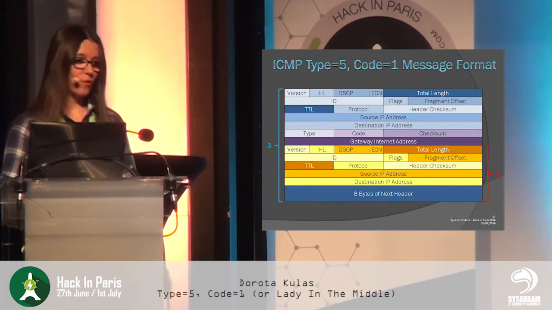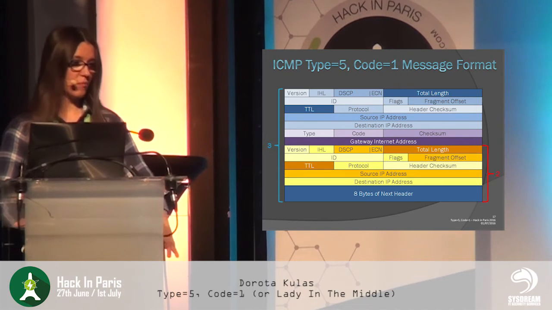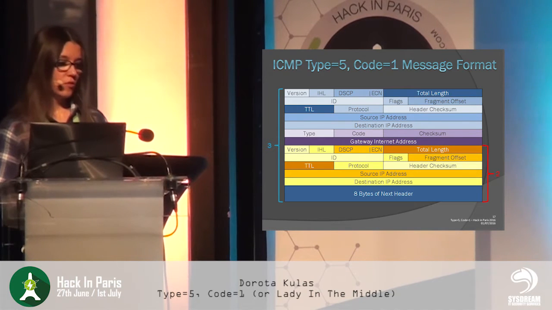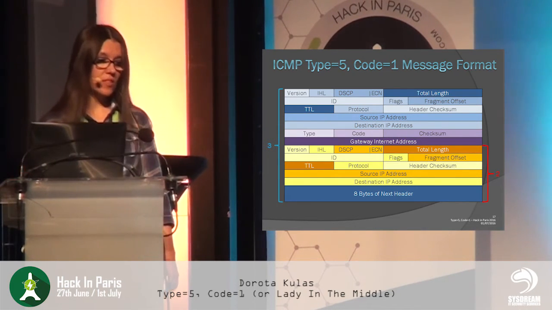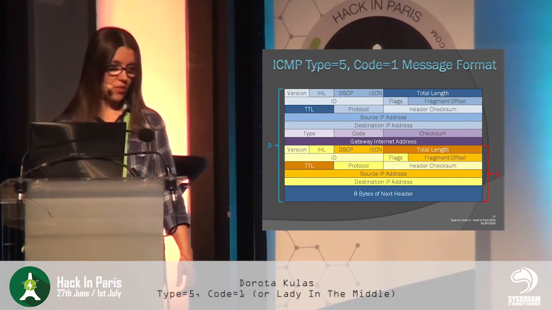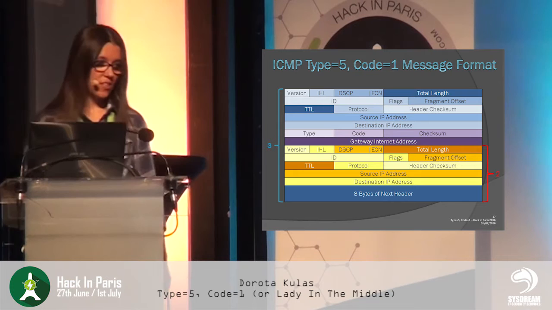So this is the full ICMP type 5 code 1 message format, and this is the message, like datagram number 3 in our previous slide. And on the right you can see message 2. So this is a part of the header of the message that would be sent from the user to the server in response to our message number 1.